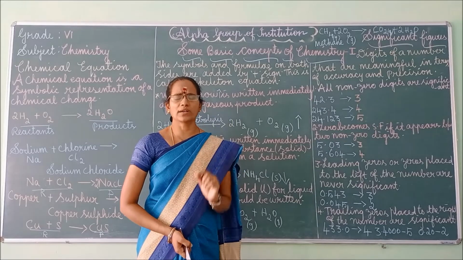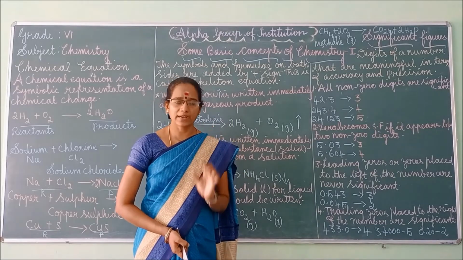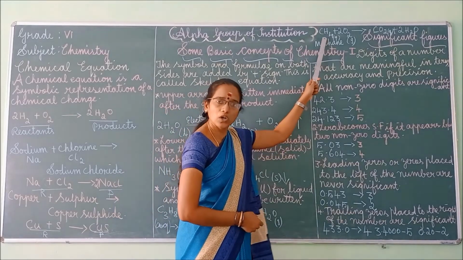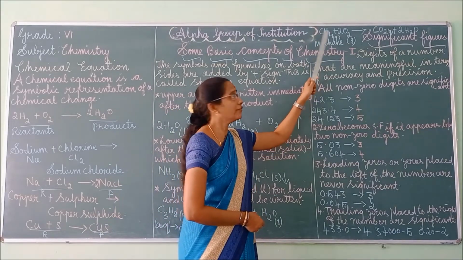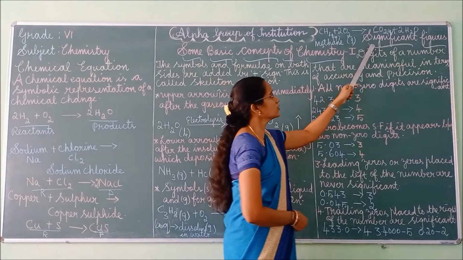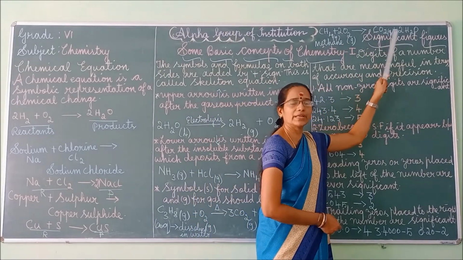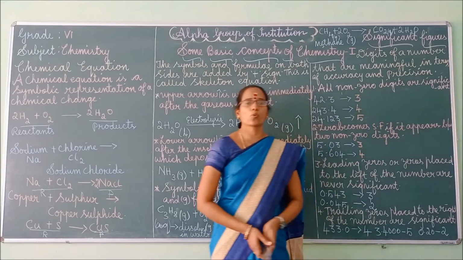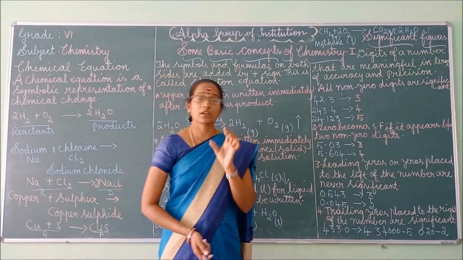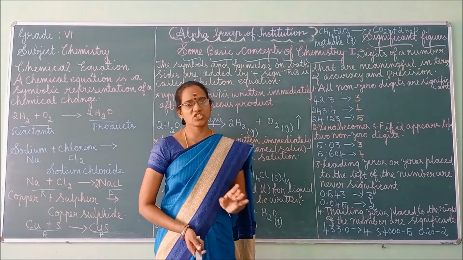So what do you understand from this? From this equation we can understand that 1 volume of methane reacts with 2 volumes of oxygen to give 1 volume of carbon dioxide plus 2 volumes of water. In this manner we have to write the chemical equation, right children?